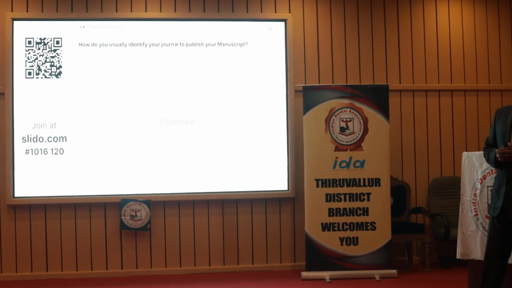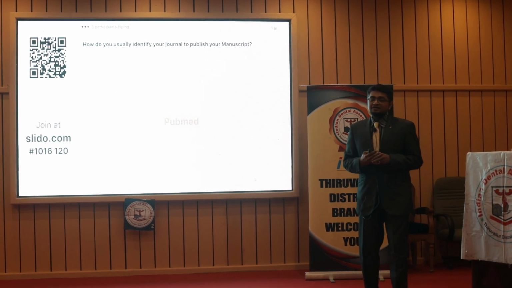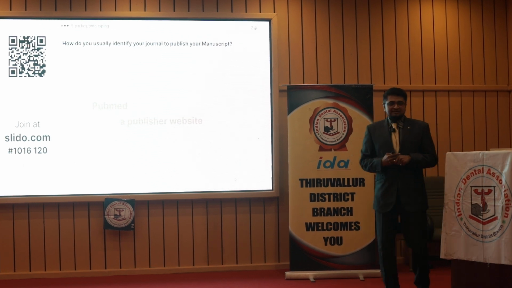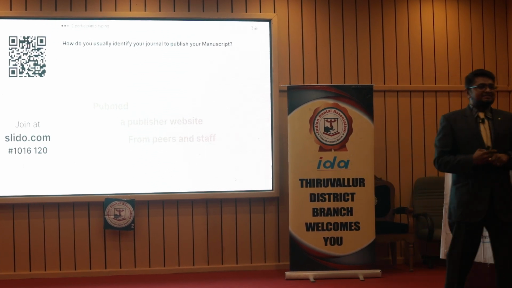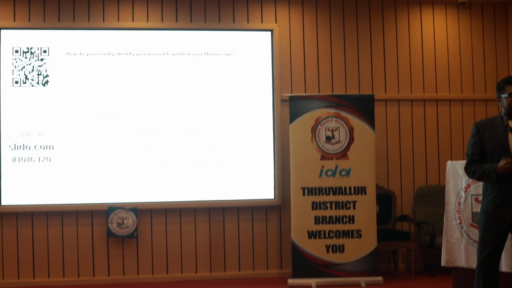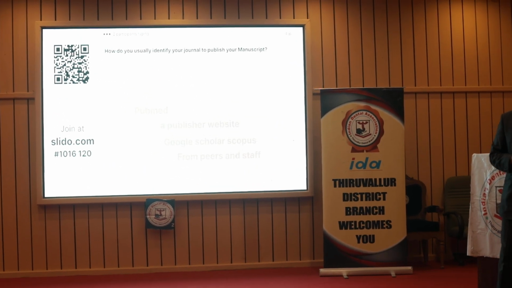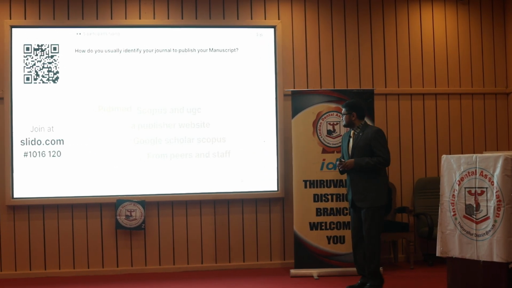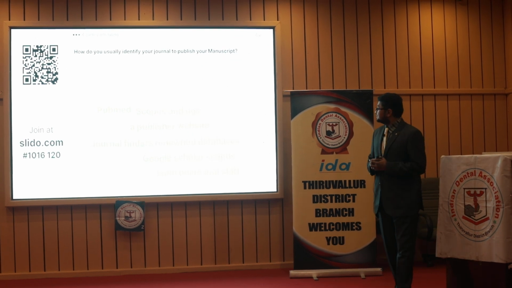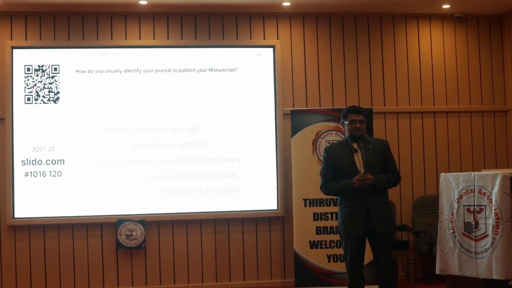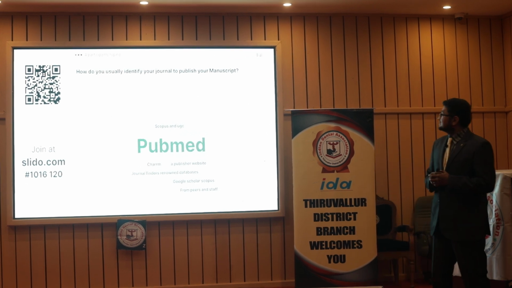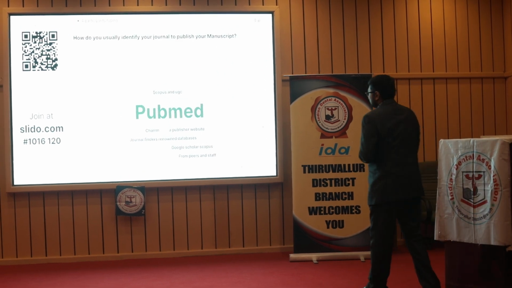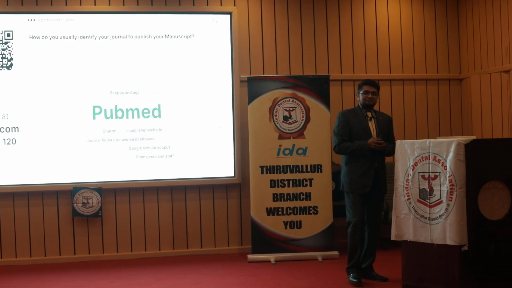PubMed, great. So this is how the interface comes, okay? The question I would repeat: how do you usually identify your journal to publish your manuscript? Current Gen Zs and Gen Alphas, so we also have to be a little tech savvy so that we can get their engagement. So publisher website, Google Scholar, Scopus, from peers and staff, very valid point. Scopus, UGC, so these are some of the results that are coming in. And we can still see some 4 more participants are typing. We'll hold for about 5-10 more seconds, and then we'll proceed.